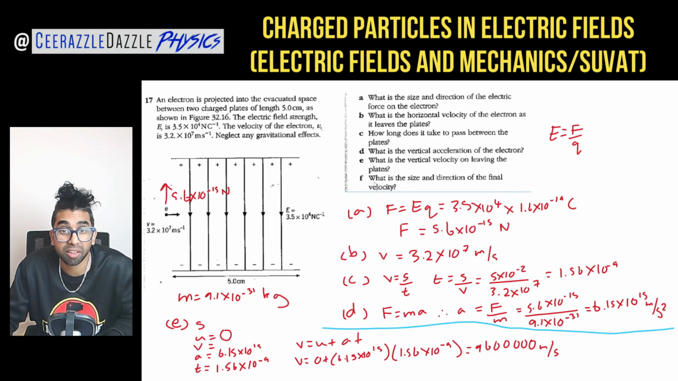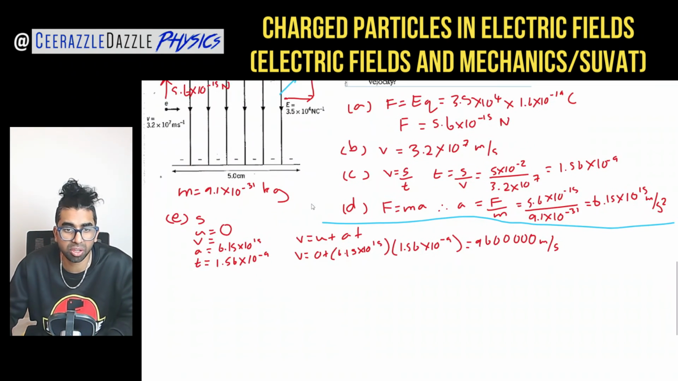Then finally, part F. What is the size and direction of the final velocity? As the particle exits, it has horizontal velocity moving it across, which is the same as before. But it also has a vertical component now because it accelerates. So if I want to work out the final velocity, it's just a bit of Pythagoras. I'll draw that out. We're trying to find this side here.